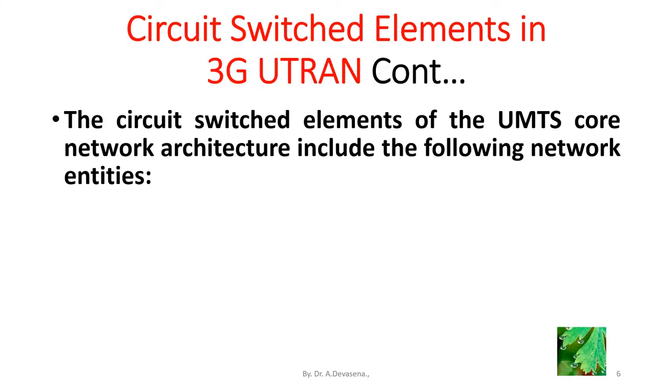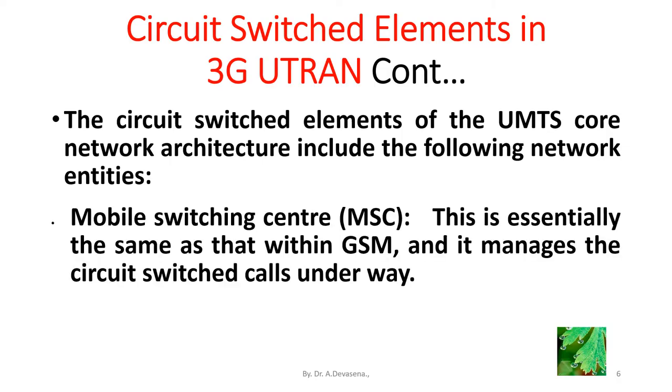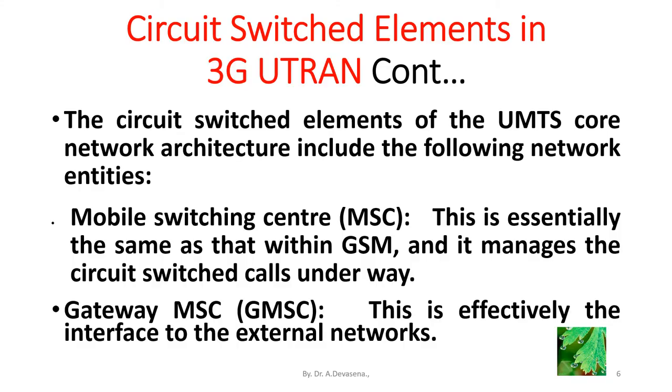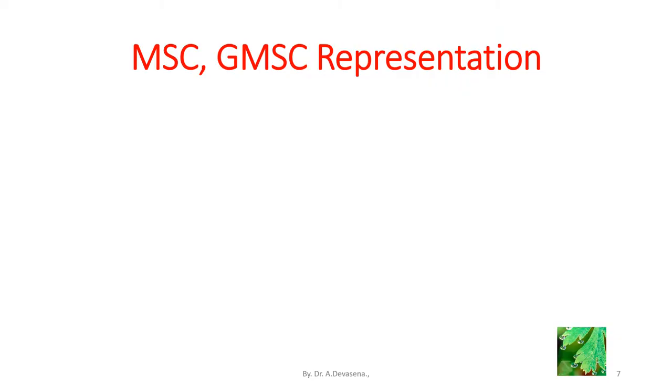The circuit switched elements of the UMTS core network architecture include the following network entities. One is mobile switching center. This is essentially the same as that within GSM, and it manages the circuit switched calls underway, and the gateway MSC, that is GMSC. This is effectively the interface to the external networks. Here is a representation of mobile switching center MSC and gateway mobile switching center GMSC.